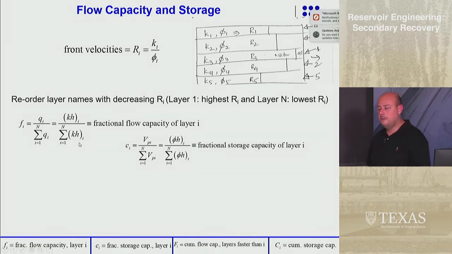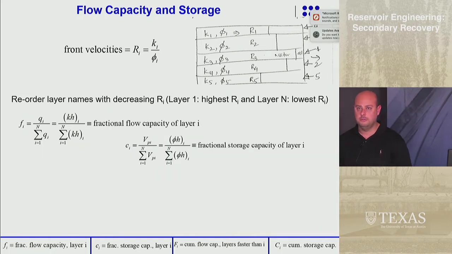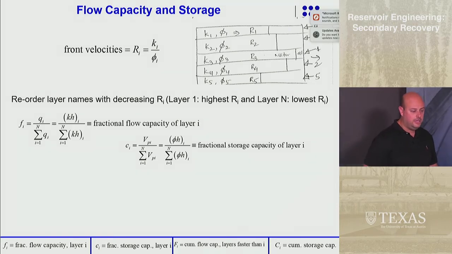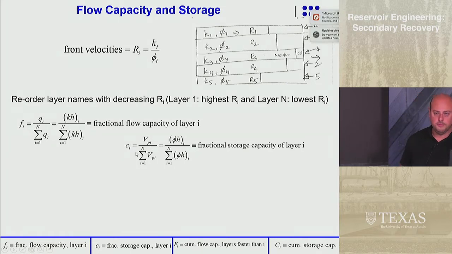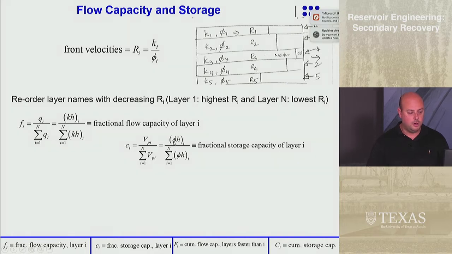Then you can have the capacity of that layer, okay, the storage capacity, basically how much pore volume is in there. So by definition, it's the pore volume of that layer divided by the sum of the pore volumes. What is the pore volume? It's the area times the porosity times the thickness, but they all have the same cross-sectional area. They just have different porosities and thicknesses. So the numerator is porosity and thickness of layer i. The denominator sums up over all the layers.